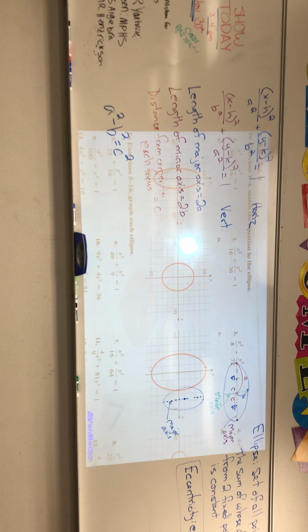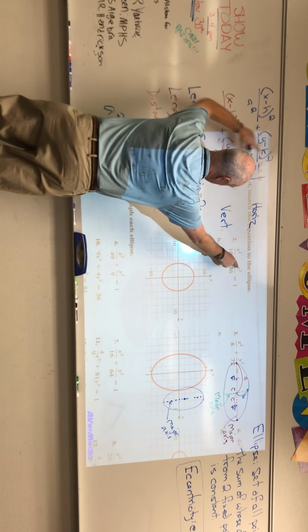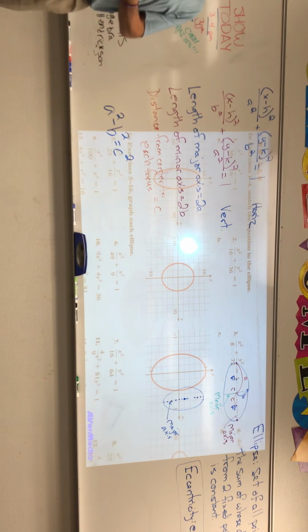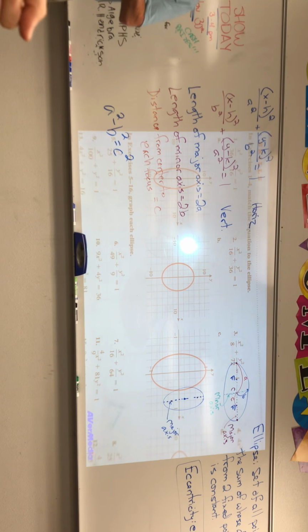Do you know the center of the ellipse in number 2? Yes. What is it? 0, 0. Why? X squared. There's nothing being subtracted from the x, and there's nothing being subtracted from the y. Sounds good. Center is 0, 0. Is it a vertical ellipse or a horizontal ellipse?